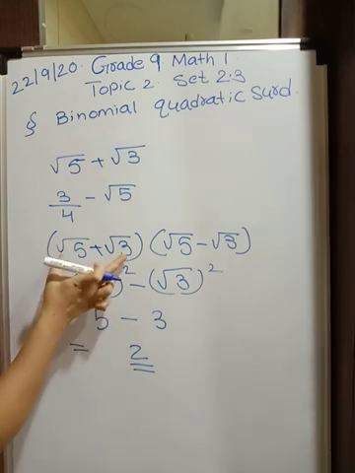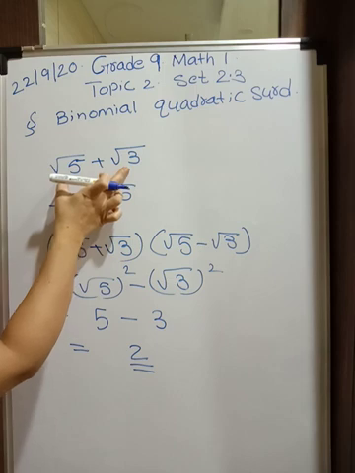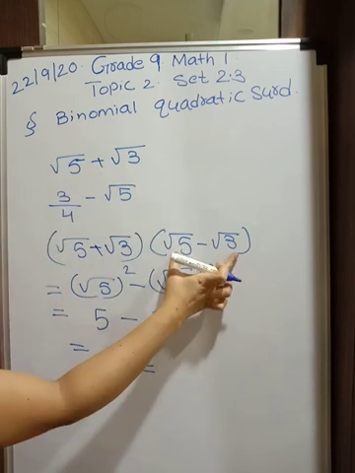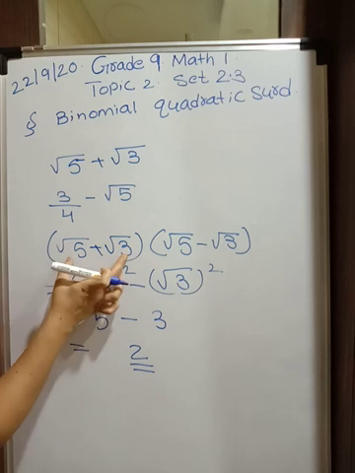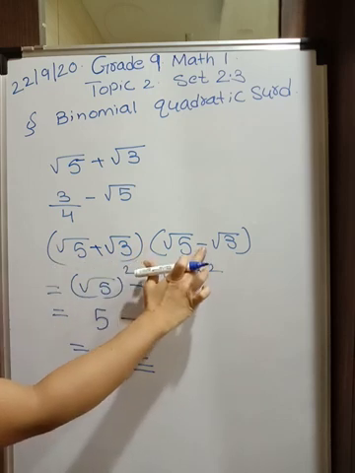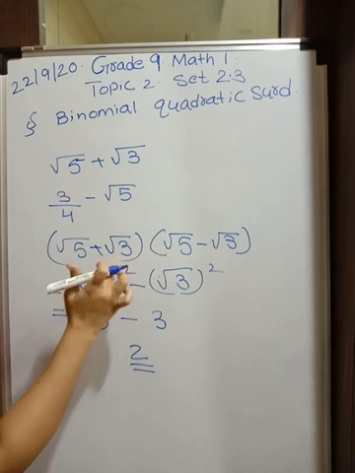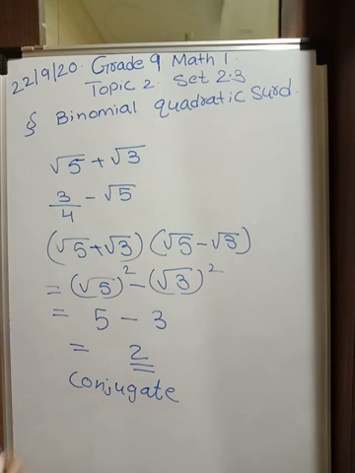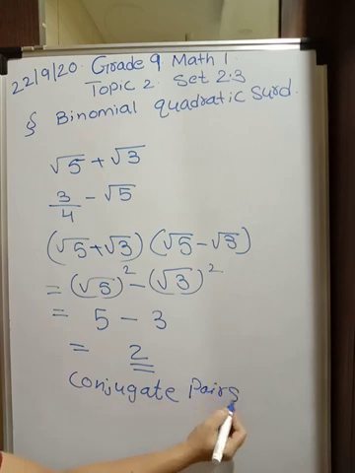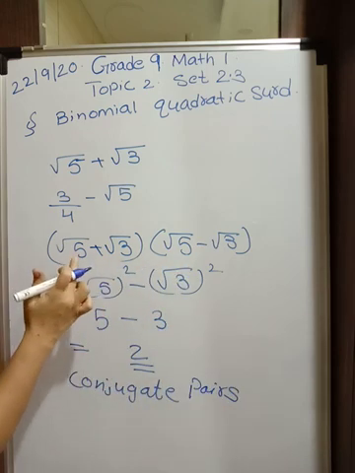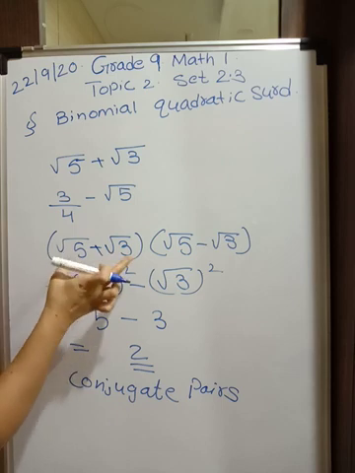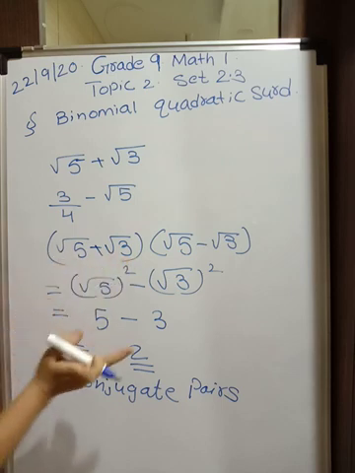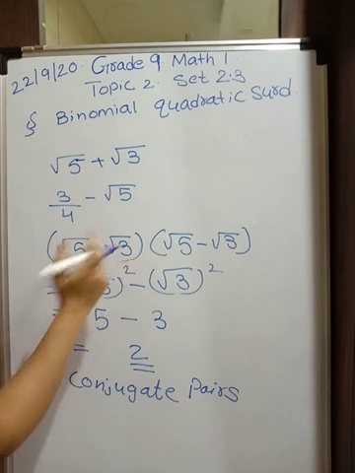When I am multiplying this binomial quadratic surd with the other number which is having same terms but there is negative sign in between, in this case, these two are called as conjugate pairs of each other. Remember this word. Okay. So they are called as conjugate pairs of each other. So this is useful to convert or rationalize the given binomial surds. So you need to multiply the given binomial surd with its conjugate pair.